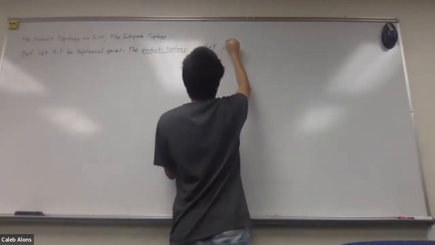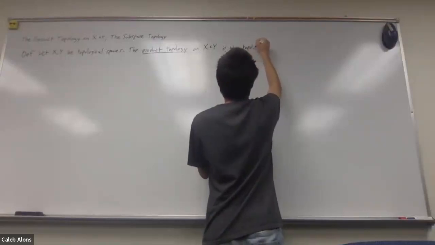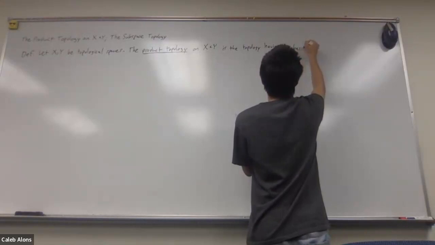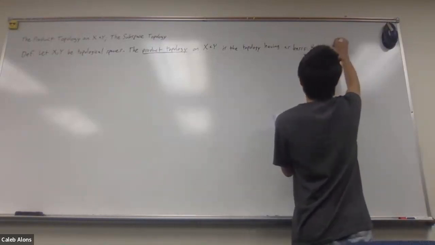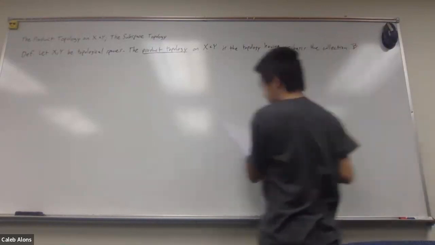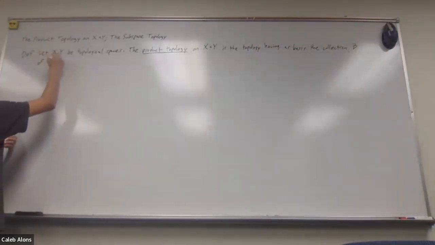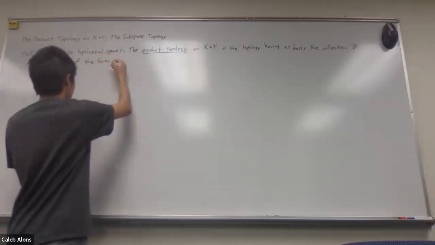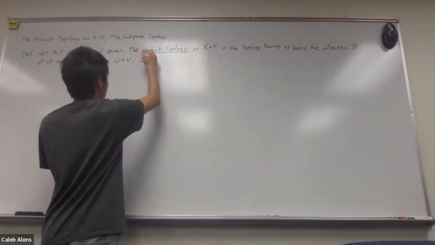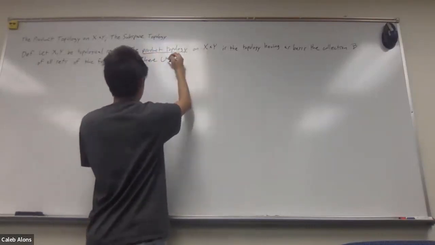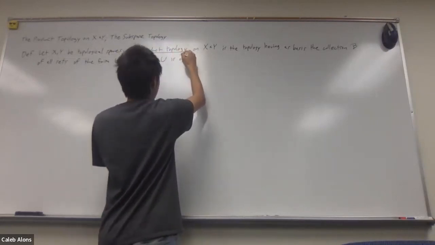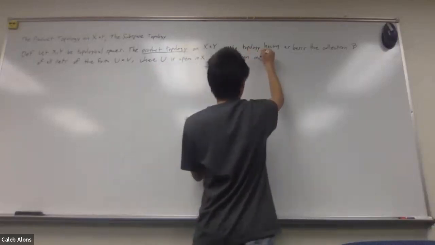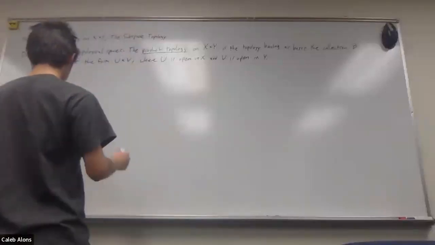Y is the topology having as basis the collection B of all sets of the form U cross V, where U is open in X and the V will be open in Y. So where U is open in X and V is open in Y. Okay.